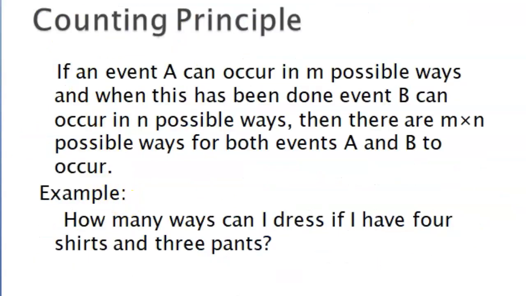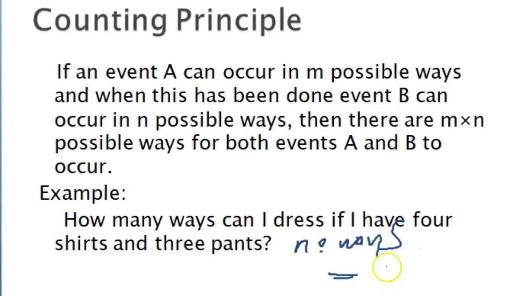Before we go any further, let's examine the counting principle a little bit. If an event A can occur in m possible ways, and when this has been done, event B can occur in n possible ways, then there are m times n possible ways for both events A and B to occur. And an example here. How many ways can I dress if I have 4 shirts and 3 pants? So if I have 4 shirts and 3 pants, the number of different ways I can dress.